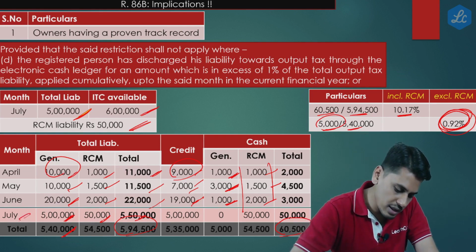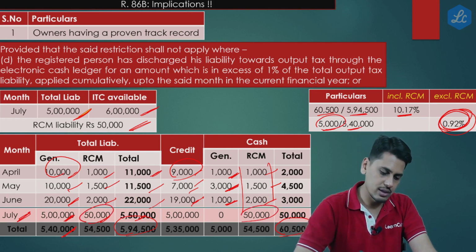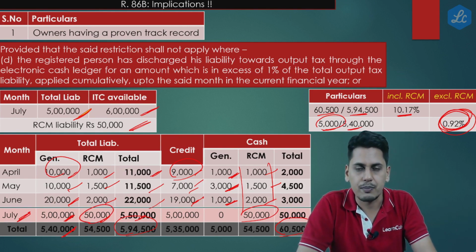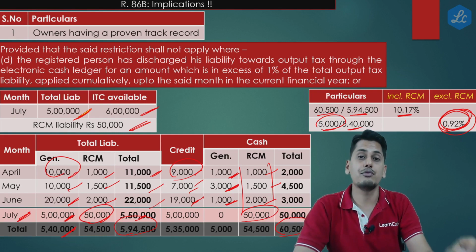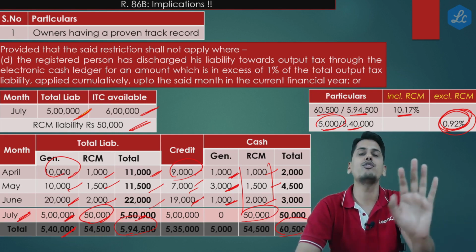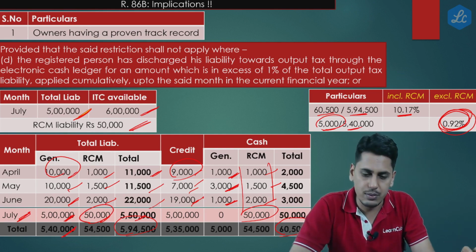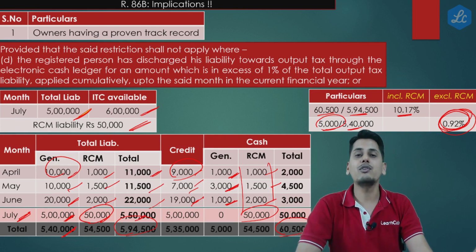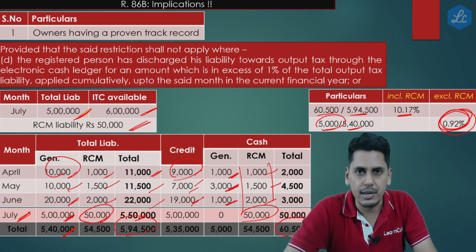However, friends, for the month of July, I also have an RCM liability of 50,000, which of course I have to pay only through cash ledger. So friends, the total amount which I need to pay through cash ledger for this particular tax period is 50,000 RCM, of course, which I always have to pay from cash ledger only. For the purpose of complying with Rule 86B, 400 I need to pay from my cash ledger. That would be a valid compliance of Rule 86B on a cumulative basis.